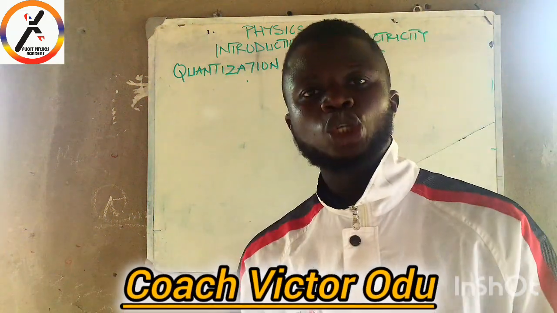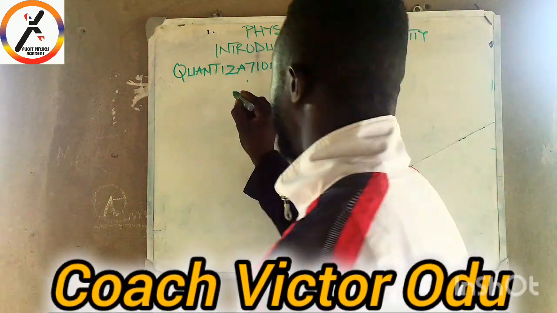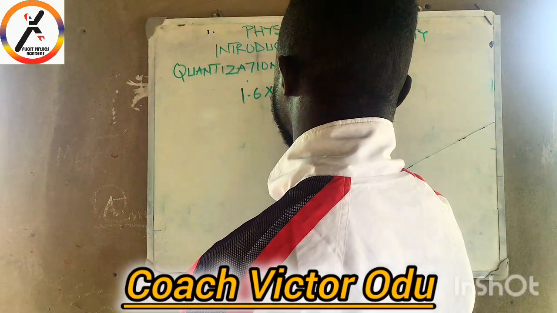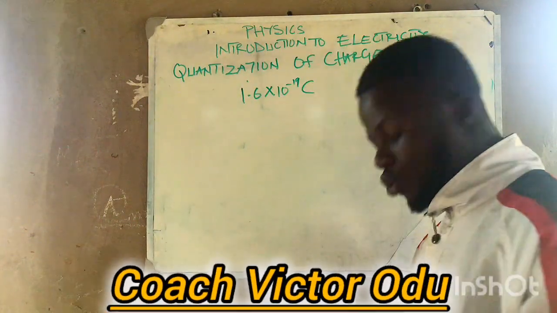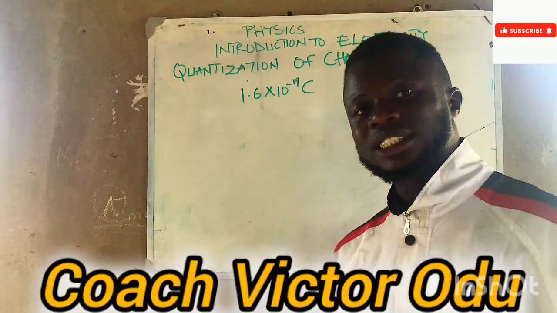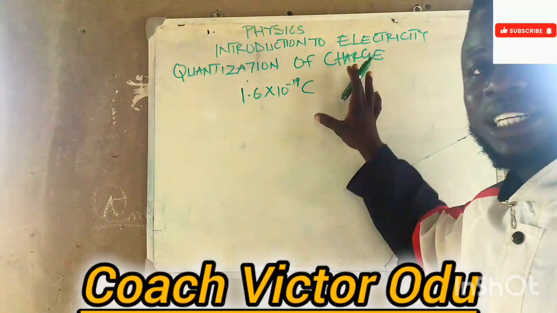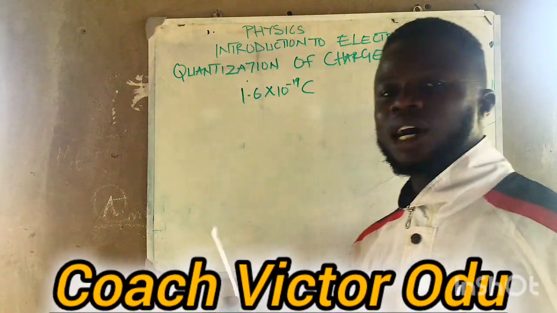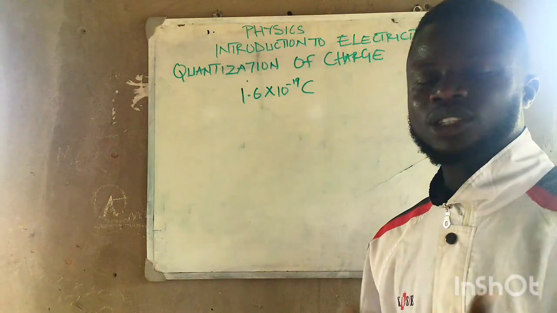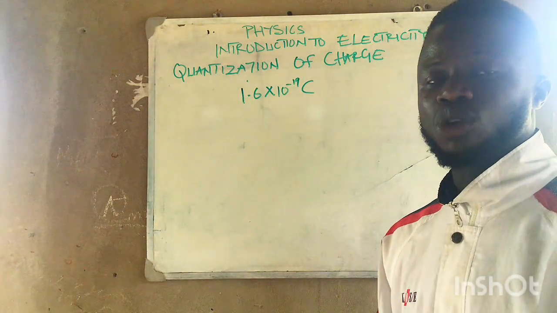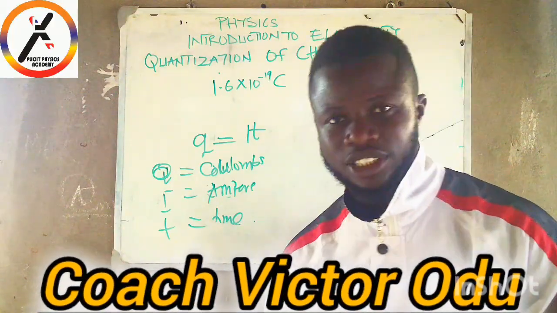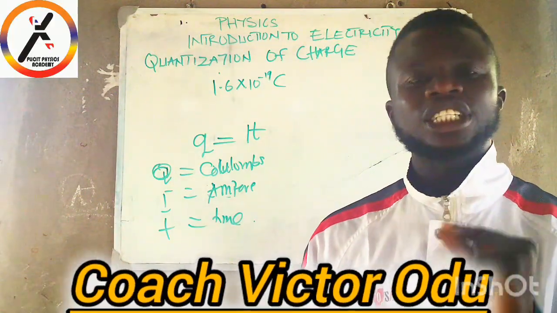It's important to know that the smallest unit of charge is given by the value 1.6 times 10 raised to the power of minus 19 coulombs. It's very important to know that. As we progress in this electrical concept in physics, when we enter Coulomb's law of electrostatics, we'll be looking at the unit of electric charge. So the unit of electric charge is the coulomb.